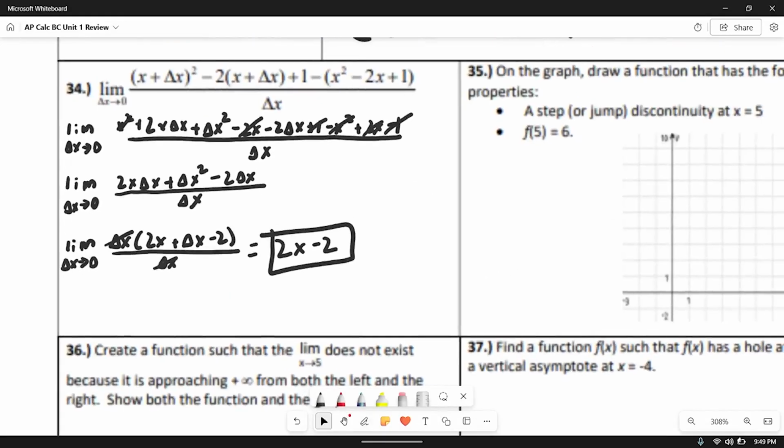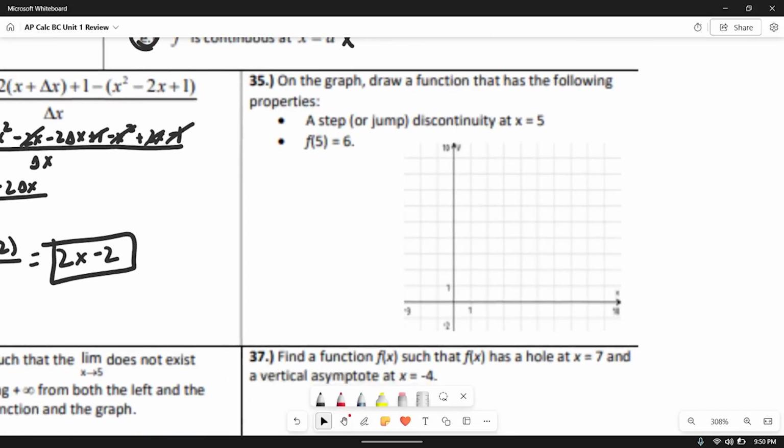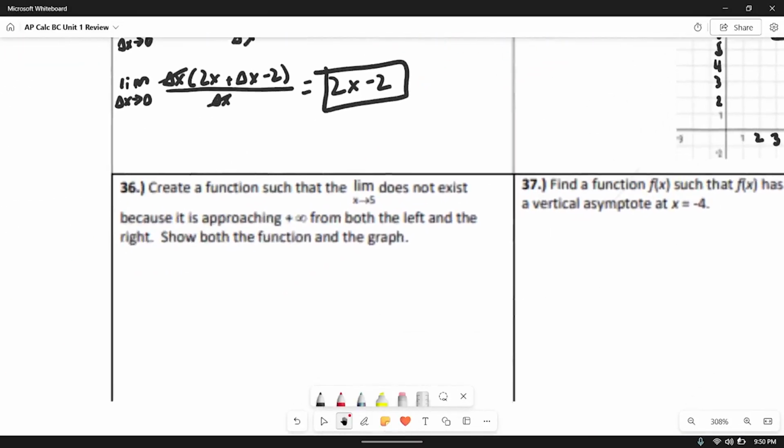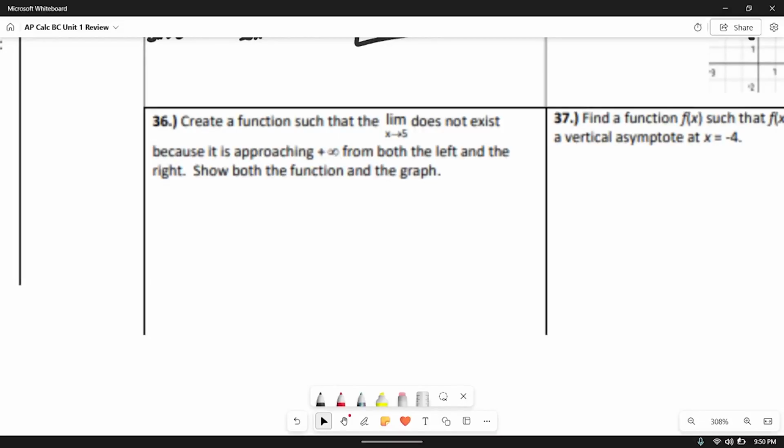Alright, on the graph, draw a function that has the following properties. f of 5 equals 6. So I'm just going to do this: 1, 2, 3, 4, 5, and 1, 2, 3, 4, 5, 6. f of 5 equals 6 is going to be right here. And then it has a jump discontinuity at x equals 5, so I'll just do a hole here, and then an arrow here, and then an arrow here, and that should be good. Obviously, graphs are going to vary between whoever's doing it, so yeah.